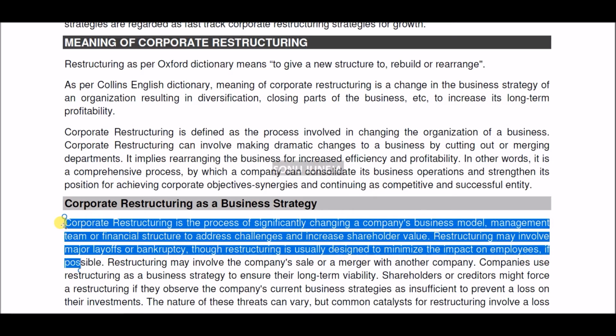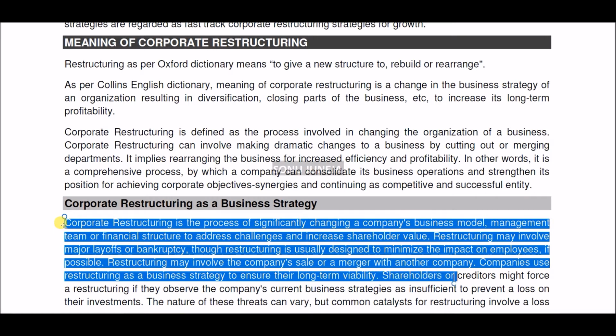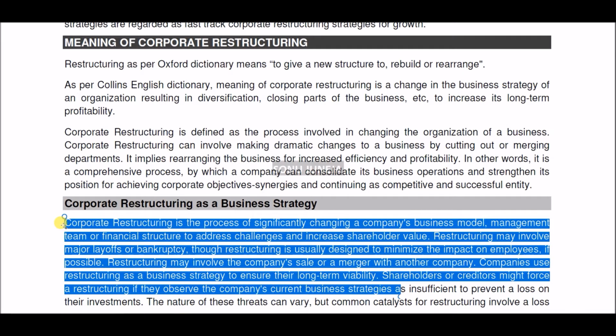Through restructuring, it's usually designed to minimize the impact on employees, if possible. Restructuring may involve company scale or a merger with another company. Company use restructuring business as a strategy to ensure their long-term viability. Now, the shareholders or the creditor might force a restructuring if they observe the company current business strategy as insufficient to prevent loss on their investment.